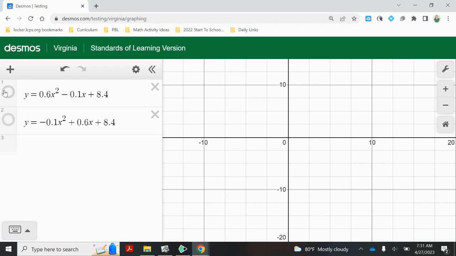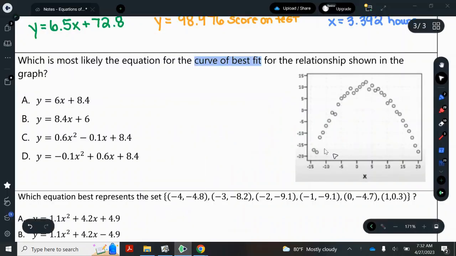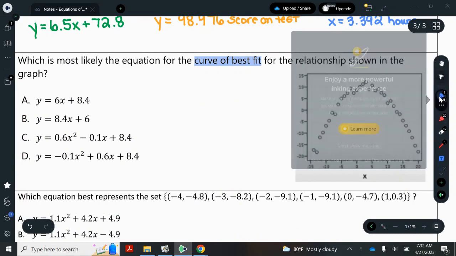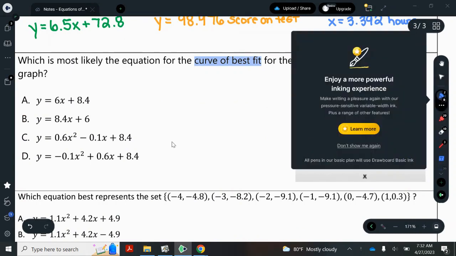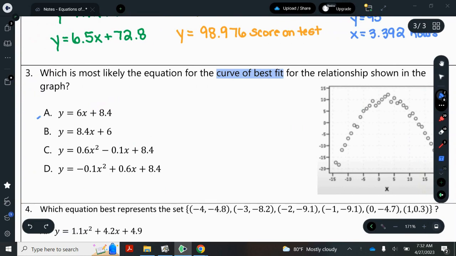Now I'm going to go ahead and type in and try C. Does not look like my picture either, so I'm going to delete C. We probably can select D, but let's actually make that best guess and take a look at that. When I type in the letter D equation into Desmos, it perfectly fits with my data. It's truly showing the line the data is trending in. So I'll go ahead and select D as my answer.